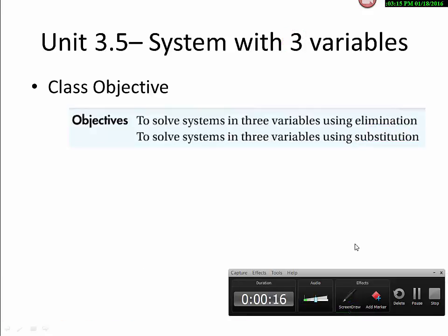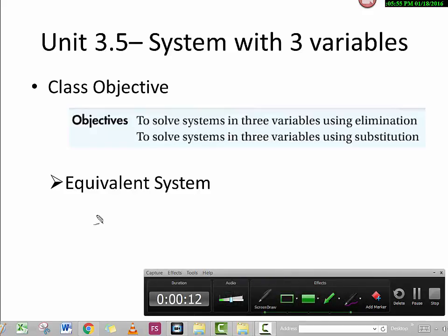In order to solve a system with 3 variables, we have to learn one important concept, which is equivalent system. Now let me give you an example of what an equivalent system is. Say you have an equation 2x plus 3y equal to 5. Since it's an equation, when we do something to the left, we have to do the same thing to the right. So if we multiply the left side by a factor of 2, we have to do the same thing on the right-hand side, times 2 as well.